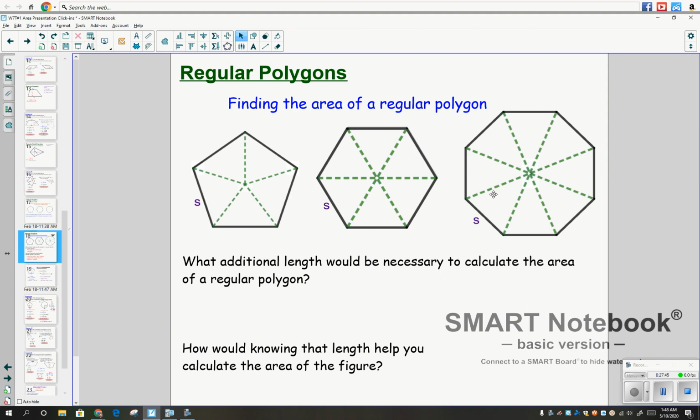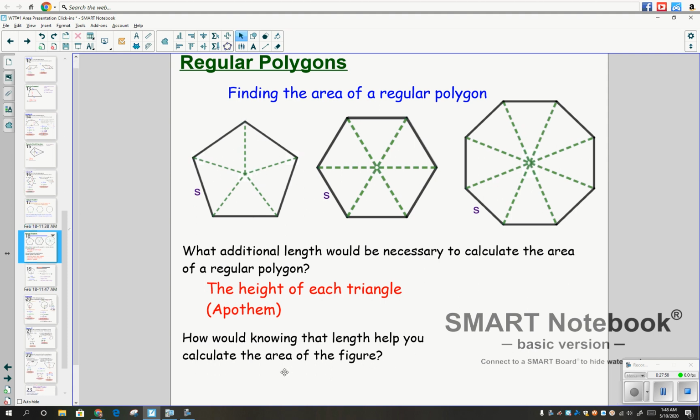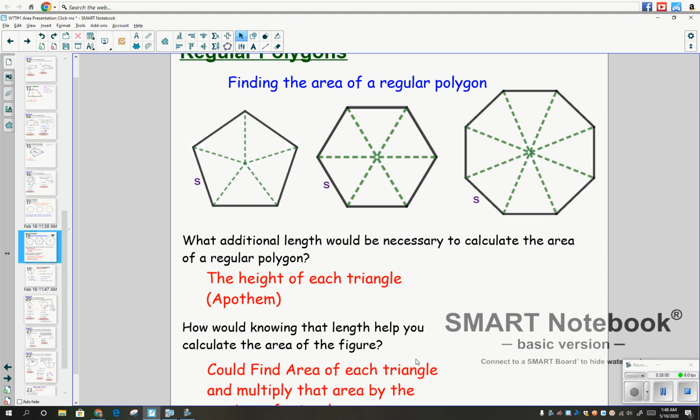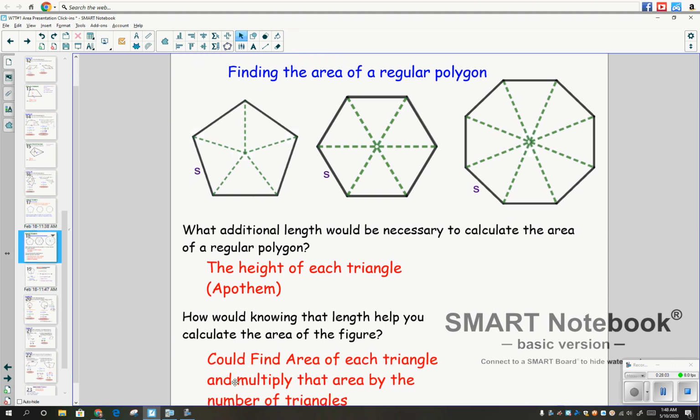And do we know how to find the area of a triangle? You betcha. So what additional information would I need to know? I need to know the height of each one of those triangles. Well, how could that help me? Because if I find the area of each of the triangles, I can multiply that area by the number. So I only need to find the area of one of those triangles. In a regular polygon, we call this the apothem. It's kind of like the radius in a circle.